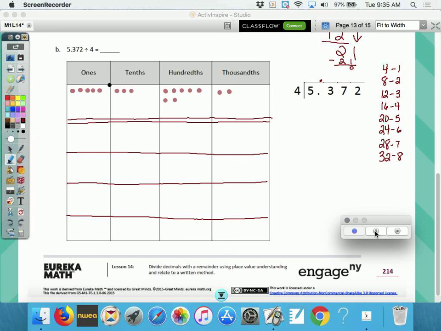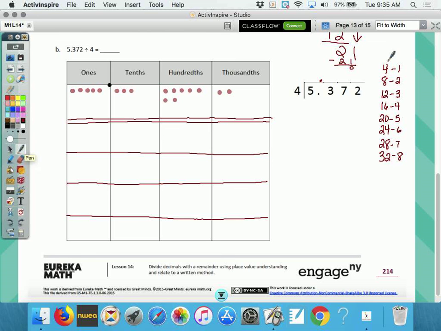Pretty close. Okay, so let's divide 5 into 4 groups. Circle the 4. How many will be in each group? 1. How many will I cross off? 4. Good. Then regroup the 1 to the tenths place. Trade it in for 10 tenths.